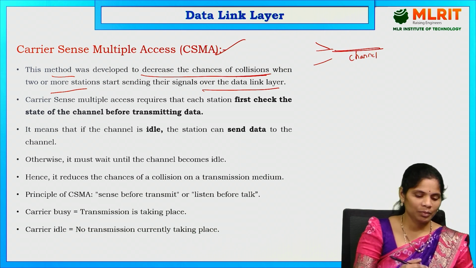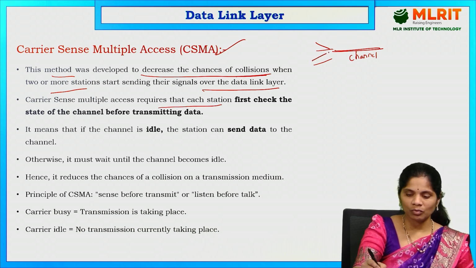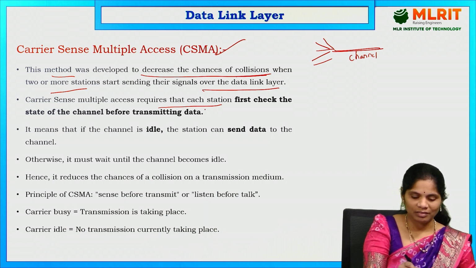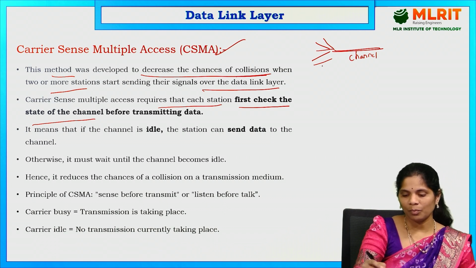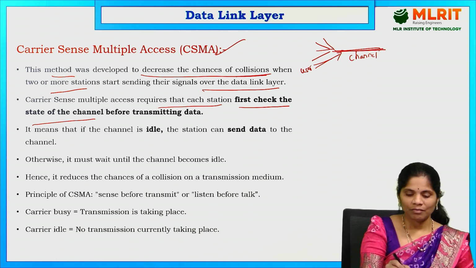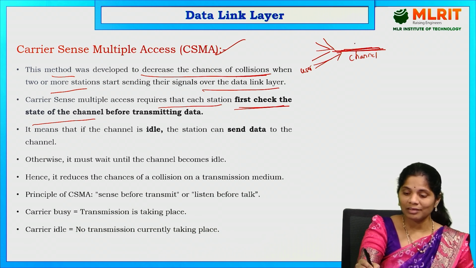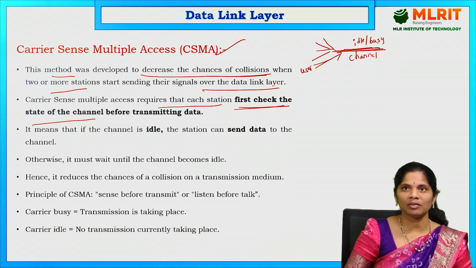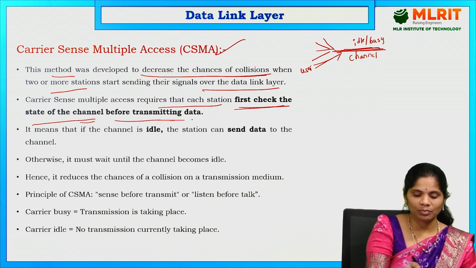What is the main work of CSMA? It requires that each station, whenever it wants to send some data, first checks the state of the channel. Suppose this user wants to send some data to this particular channel. First it will check the state of this channel, whether it is idle or busy, that is, whether any transmission is going on or not. We have to check the state of the channel before transmitting the data.